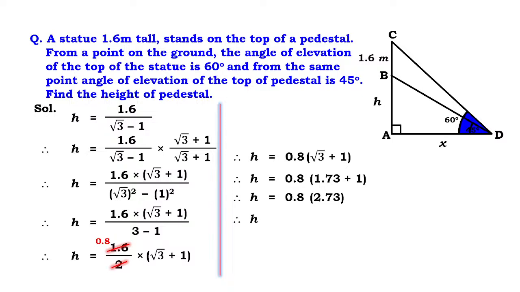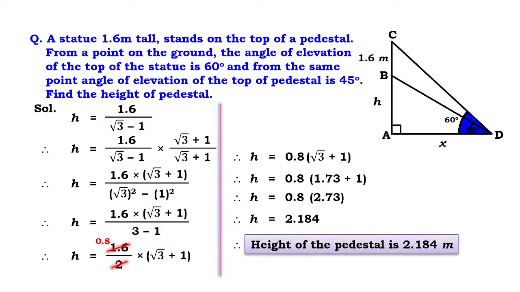How much did you get? 2.184. 2.19 is also correct. So what is the height of the pedestal? 2.184. Did you all understand? Yes. This calculation is not necessary. You can directly take 1.73 minus 1. You get 0.73 and you can calculate. Okay? Done? How much did you get?